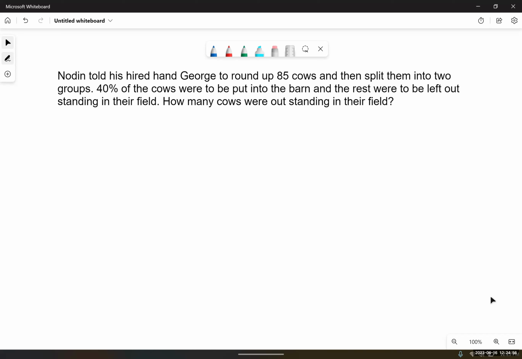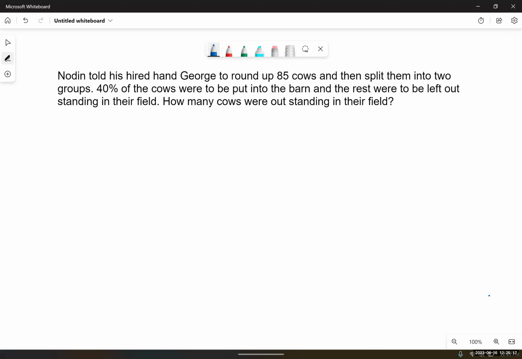Noden told his hired hand, George, to round up 85 cows and then split them into two groups. 40% of the cows were to be put in the barn, and the rest were to be left out standing in their field. Question is, how many cows were out standing in their field?